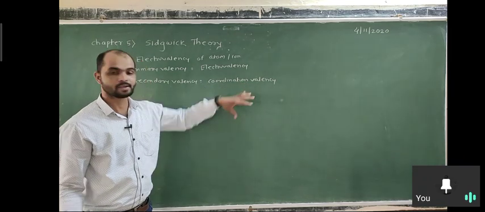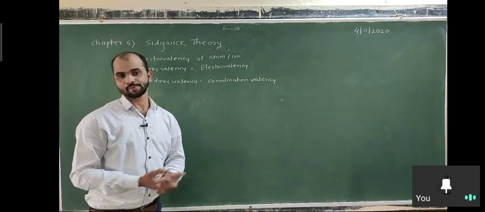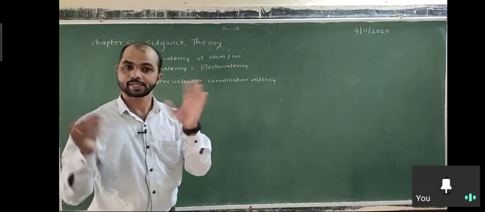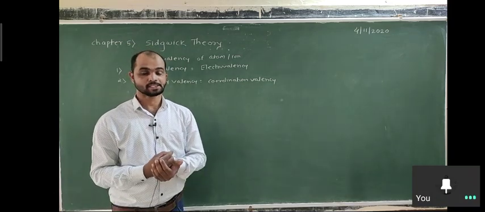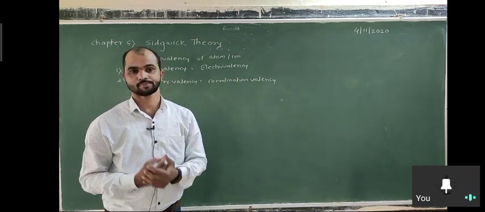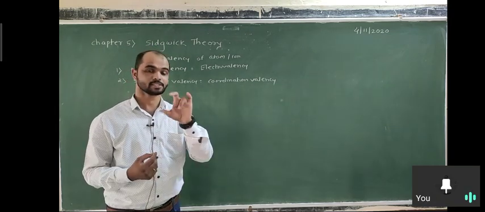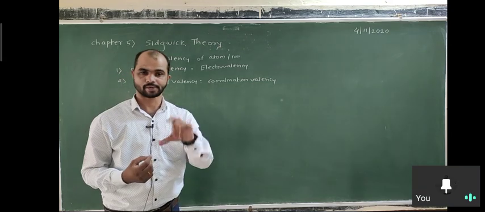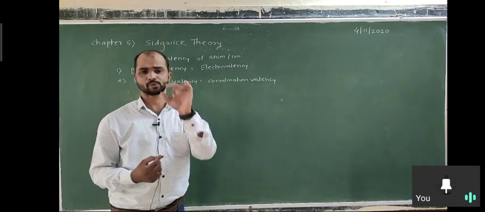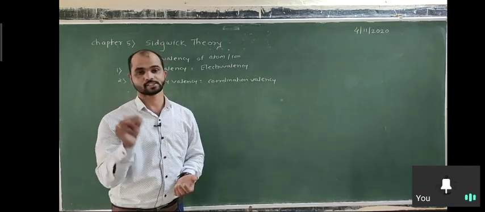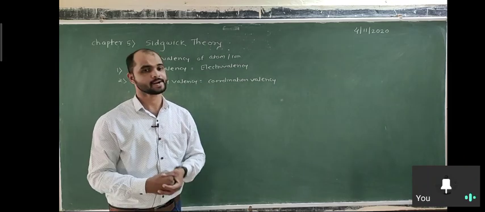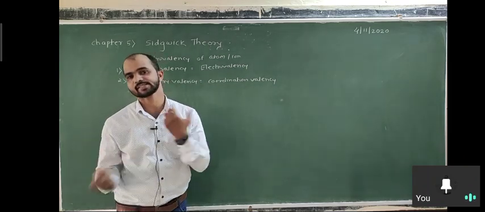The coordination valency of a given atom or ion in a given coordination compound is predicted on some terms. Suppose we consider any complex, and one metal atom or ion has a particular coordination number. The question is, why are 6 ligands attached? Why not 5 ligands? Why not 7 ligands?